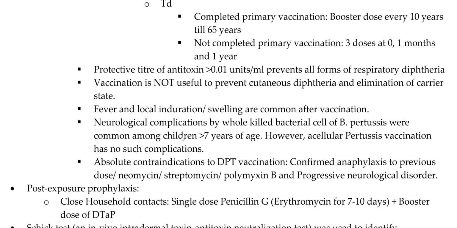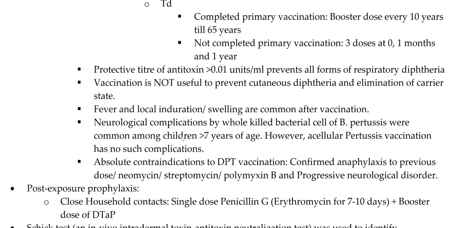Now, protective titer of antitoxin. Because diphtheria is basically a toxoid vaccine, it will generate antibody against this toxin, which is basically antitoxin. So the protective titer is 0.01 units per ml. More than this will prevent all forms of respiratory diphtheria. Please mind, respiratory diphtheria. Vaccination will not be helpful to prevent cutaneous diphtheria, because cutaneous diphtheria is not caused by the toxin itself. It is the bacteria itself which is causing it. And the vaccination cannot eliminate the carrier state, and that's why we are treating carriers with erythromycin, right?